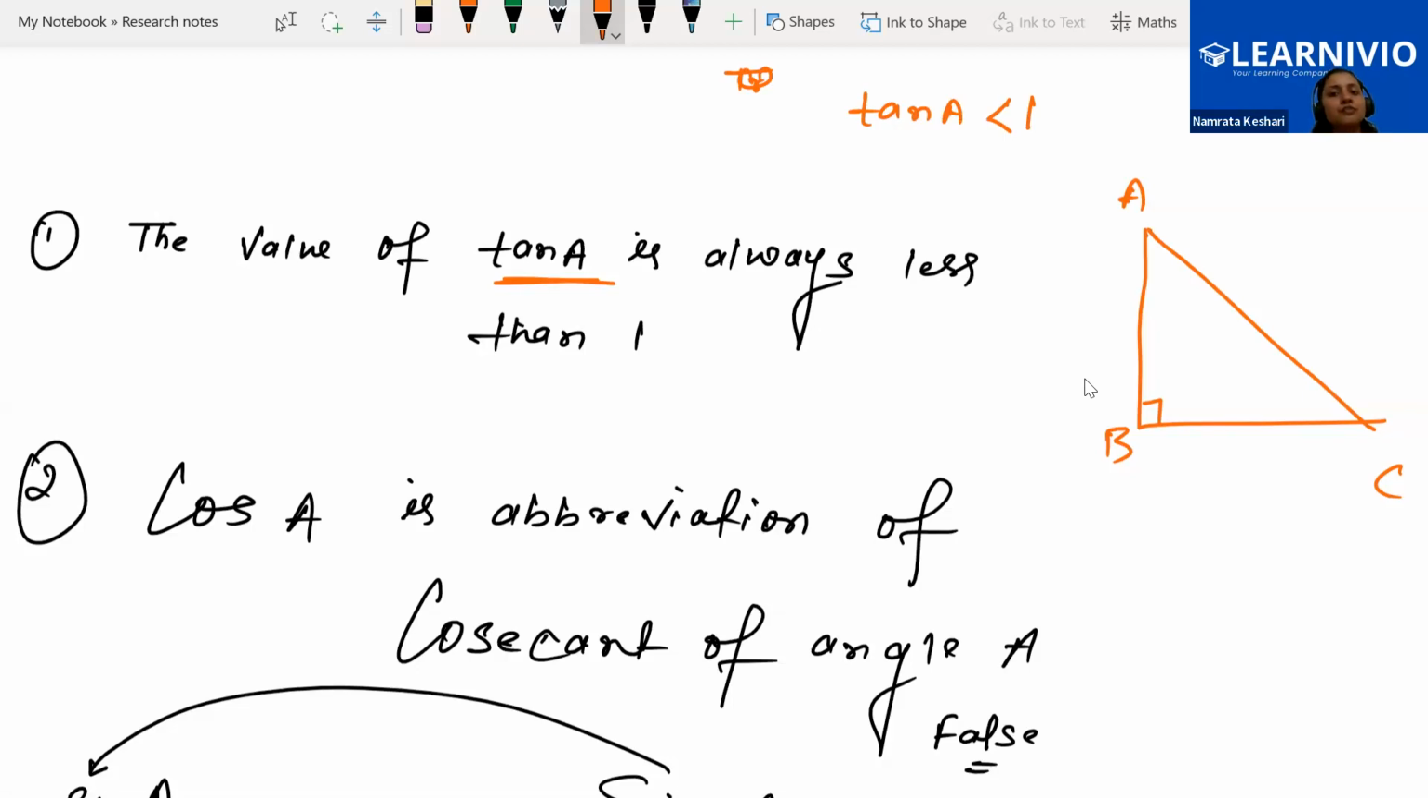Suppose we have a triangle ABC, right angled at B. Let's check it. Tan A can be written as what? Which side by which side is taken for tan A? Perpendicular by base: the opposite side BC by the adjacent side AB. So tan A is BC by AB, and we check whether it is less than 1.